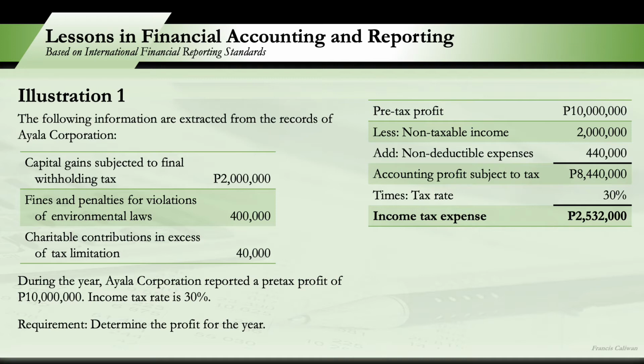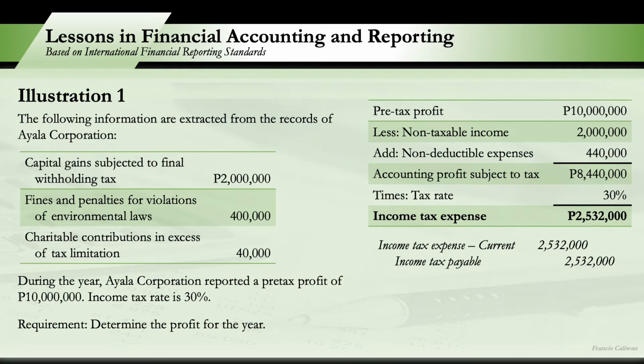Our tax rate for the current year is 30%, and therefore our income tax expense is 2,532,000. And that 2,532,000, assuming there are no other differences. So the differences given in this problem are the only differences of the accounting profit and taxable profit. So this will already be our current tax expense. So since that is our current tax expense, that will be reported as our income tax payable. So our entry for the 2,532,000 is debit income tax expense and credit income tax payable.